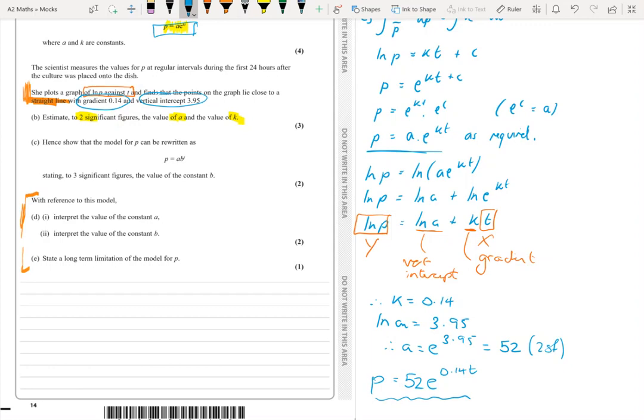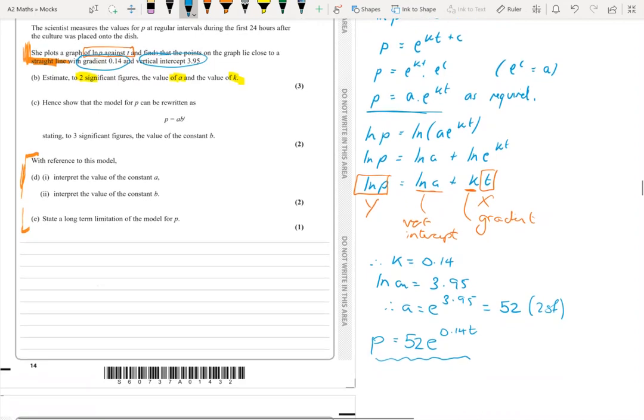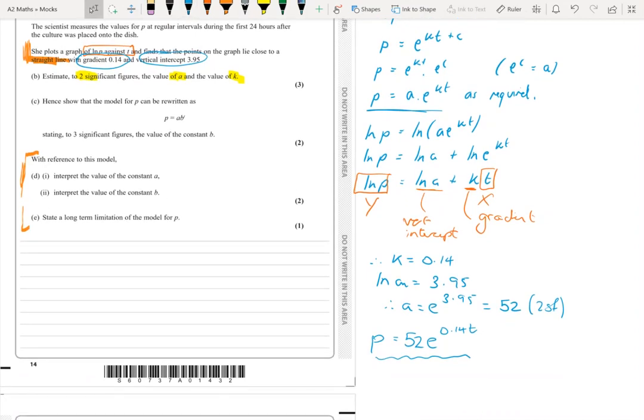Okay, let's move on. Part C. Hence show the model can be written as P equals A B to the power t. So B is a new letter here in this function. E's gone. E to the 0.14 has gone. So let's just do the writing so we make sense of this. Copying it again, P is 52 multiplied by e to the 0.14 t.